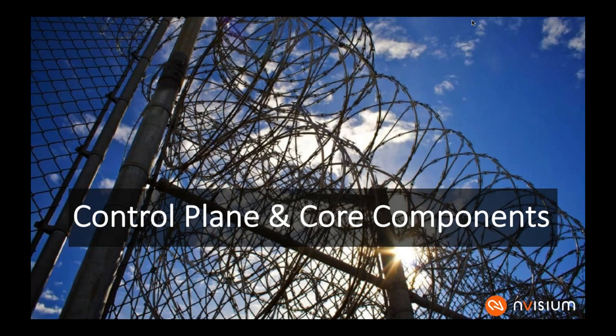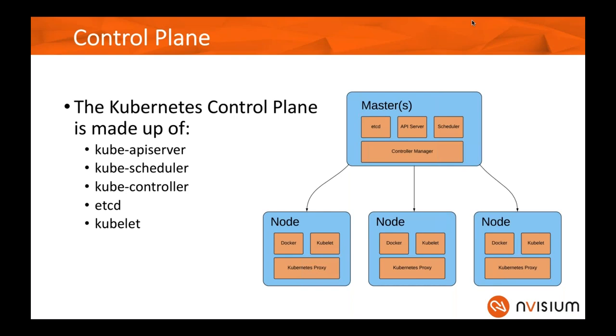So let's take a little bit of a look at the control plane and core components. The Kubernetes control plane is made up of a few different things. First and foremost, it's split between master and node. The master runs etcd, the API server, scheduler, and the controller manager. The API server, as we looked at, is how most cluster operations are performed.